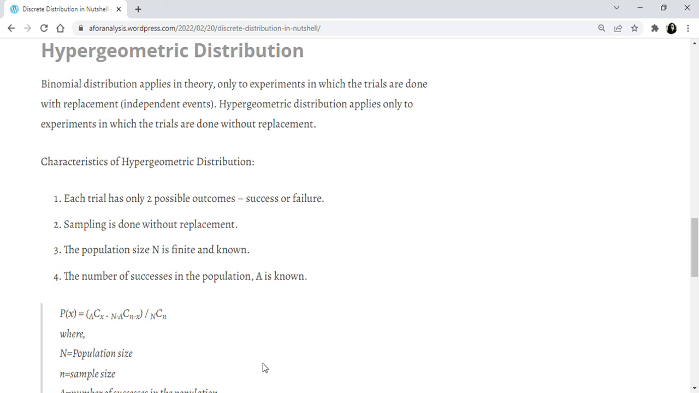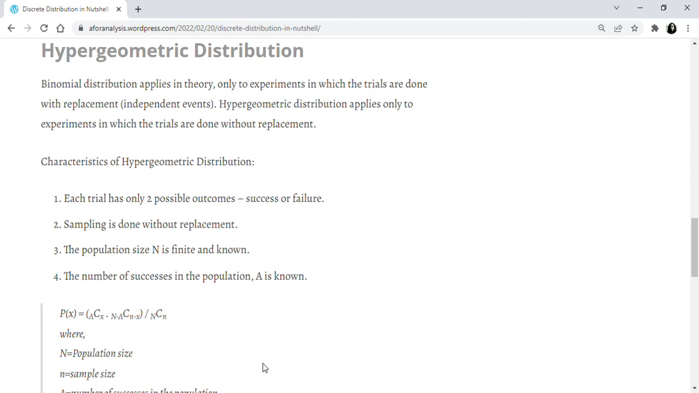Binomial distribution applies in theory only to experiments in which the trials are done with replacement and the events are independent. But hypergeometric distribution applies only to experiments in which the trials are done without replacement. Now the characteristics of hypergeometric distributions are as follows. First, each trial has only two possible outcomes, success or failure. So it looks like a binomial distribution so far. Number 2, sampling is done without replacement. Now this is where it varies from binomial distribution, because in binomial distribution the sampling is done with replacement.